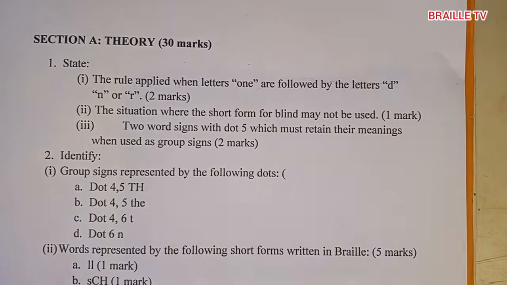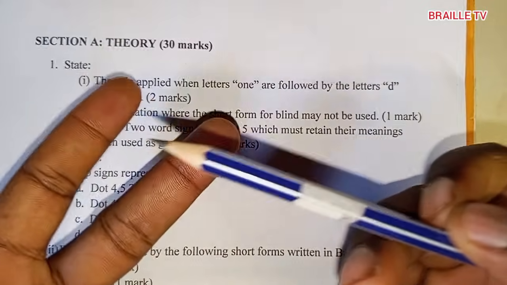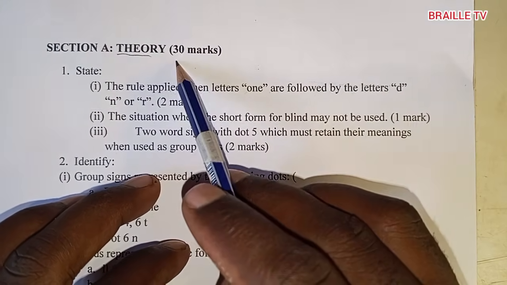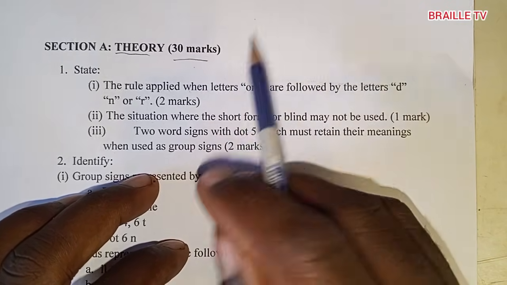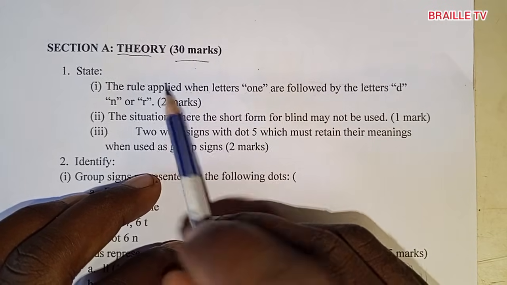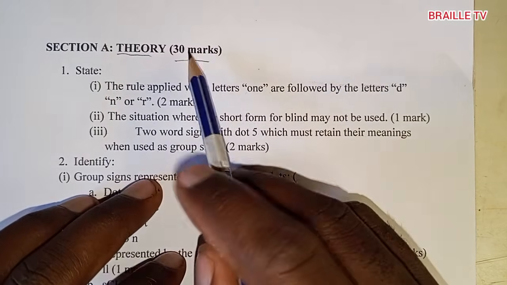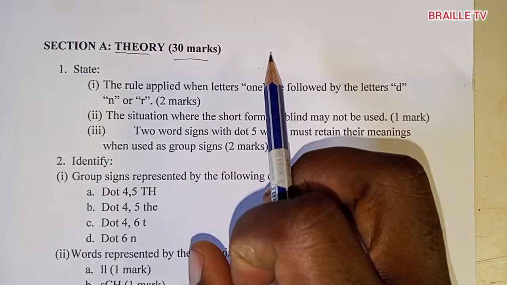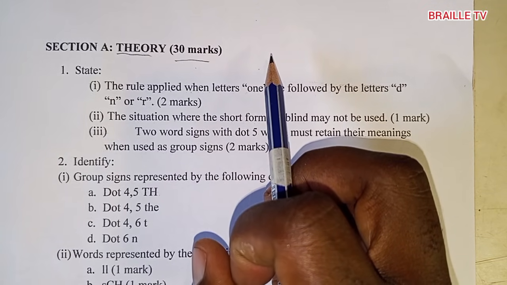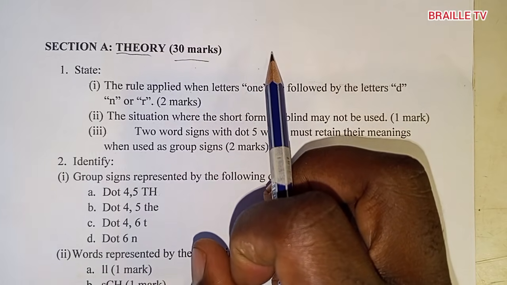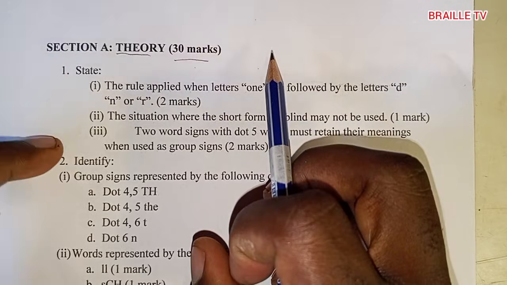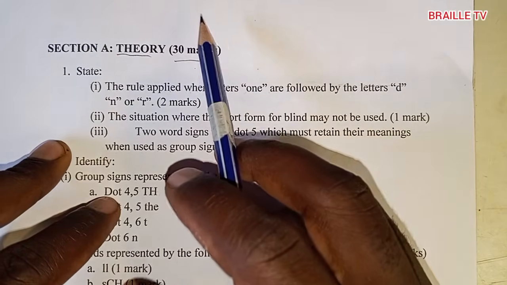As I told you, the Braille paper contains two sections. Section A is always called theory, and it carries 30 marks. Then we have section B, which contains 70 marks and is called practical. So 30 plus 70, you get 100%. This week we are going to look at somewhat complex questions, but they are simple and we are going to understand. So make sure you watch this lesson from the beginning up to the end. Now let us get started.